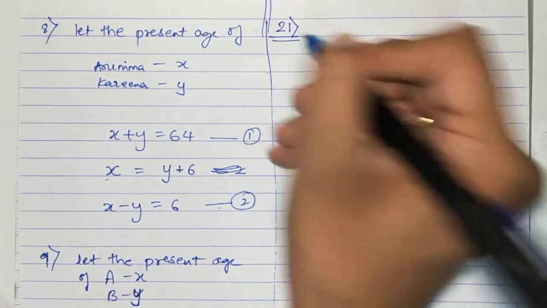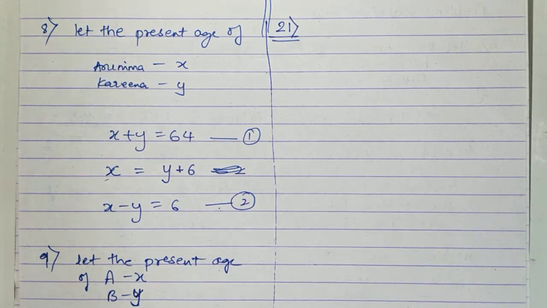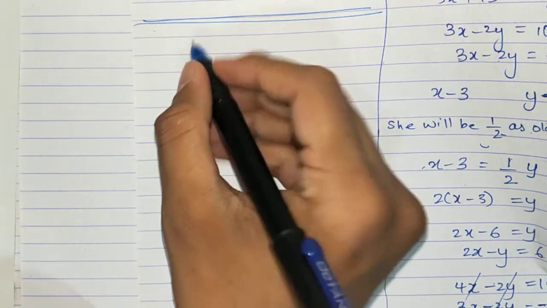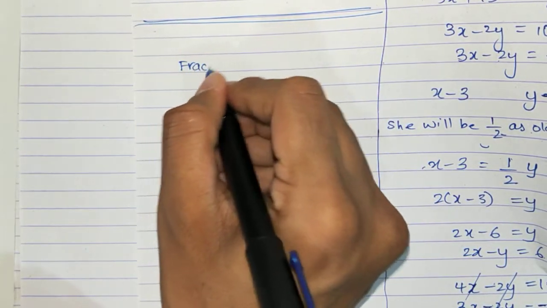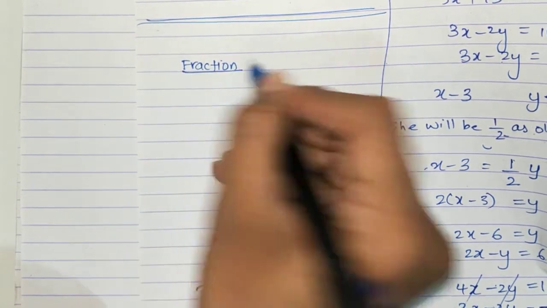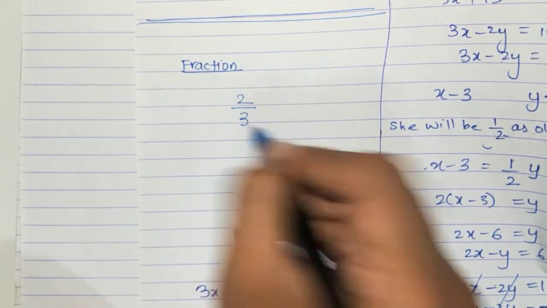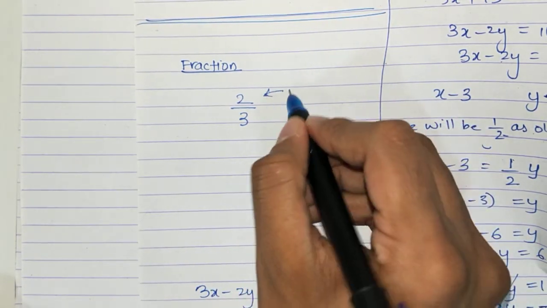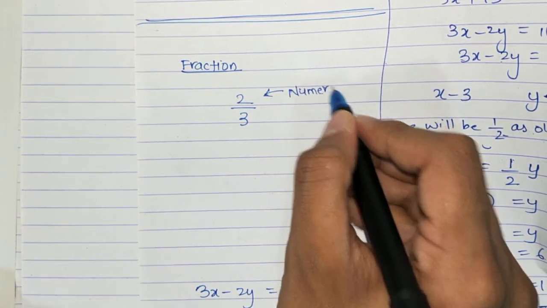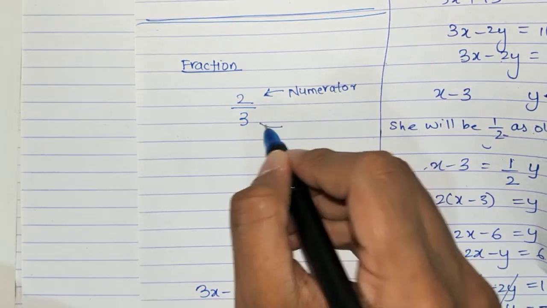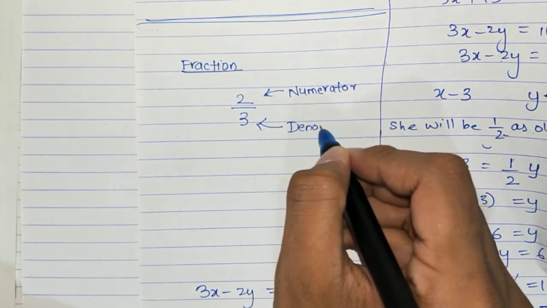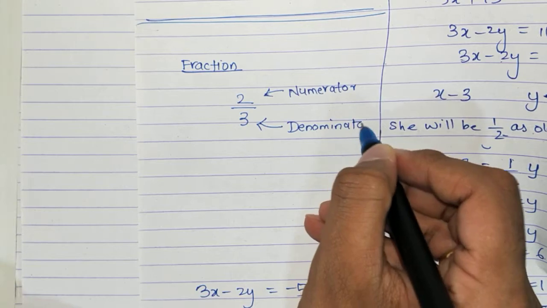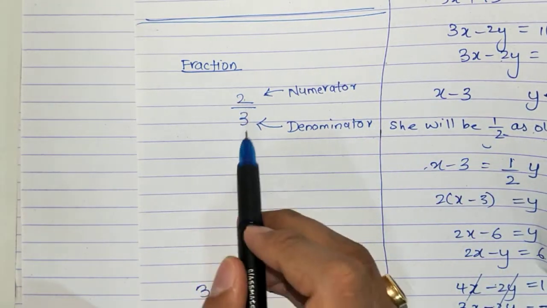21. Before that I want to explain you what is a fraction. So what is a fraction? Fraction means, let's say, 2 upon 3. 2 upon 3 is a fraction where 2 is the numerator, and 3 is the denominator. This is the basics, numerator and the denominator.